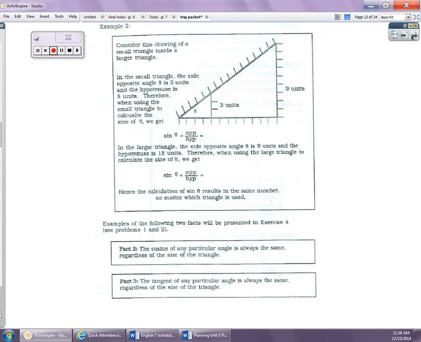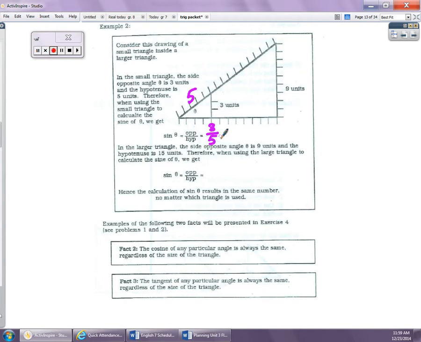So moving on to the next page. Alright, so if we consider the drawing of a small triangle inside a large triangle, the small triangle has the side opposite the angle theta, which is 3 units, and the hypotenuse is 5. Therefore, when using the small triangle to calculate the sine of theta, sine of theta is opposite over hypotenuse. So opposite is 3, hypotenuse is 5. So we get 3 over 5.